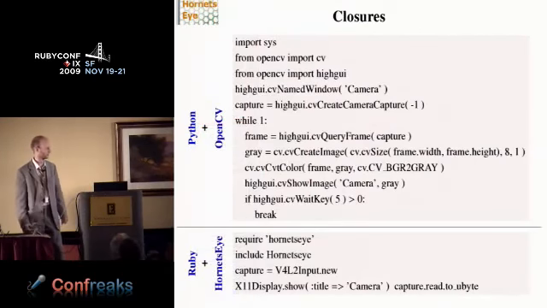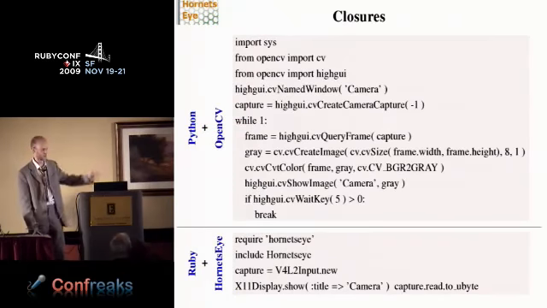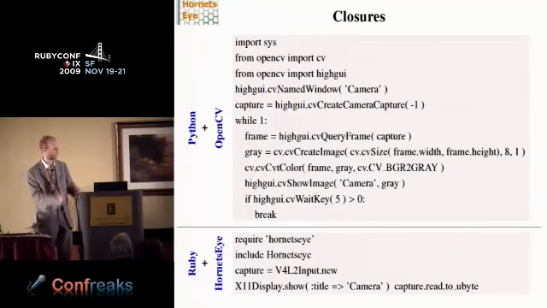There's another thing. This is a comparison with Python and OpenCV. By using closures, by using lambda functions, you can see that you can save a lot of code and provide a much more concise API.